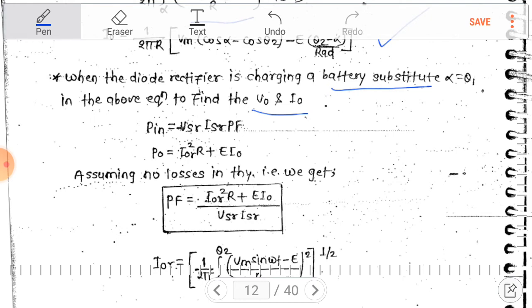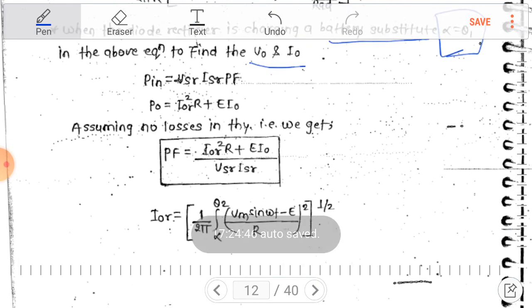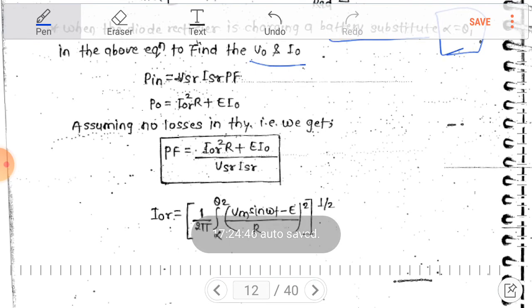So when diode rectifier is used with resistive and RL load, alpha equals 0. But in this case, if we use diode rectifier, then alpha equals theta 1. Diode rectifiers are uncontrolled rectifiers. We cannot control the output voltage magnitude.